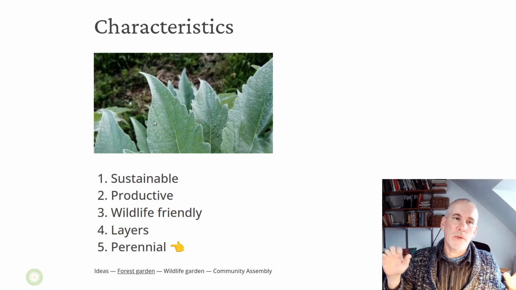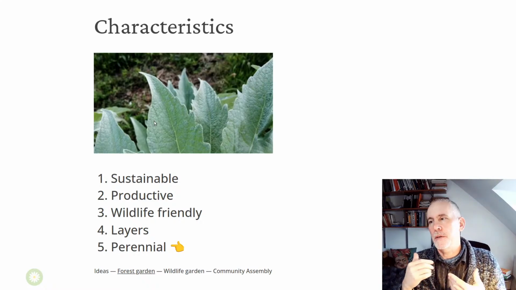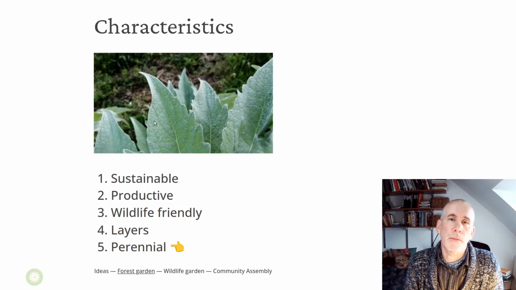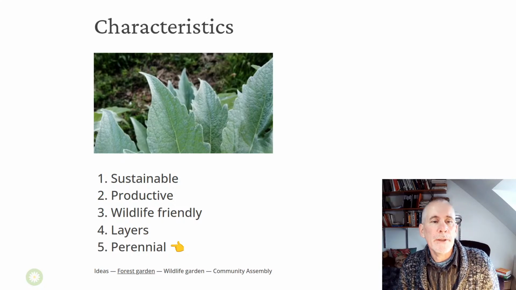You can have annuals in a forest garden, obviously, and you can have annual vegetables, your standard annual vegetables. Annuals will grow very, very easily, so will self-seed, for example, nasturtiums and marigolds.